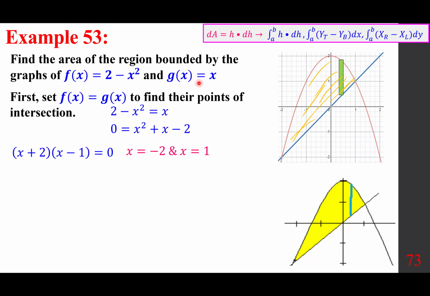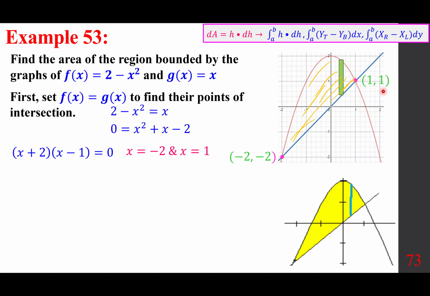It's easier to use this one. G of x is x. So negative 2, negative 2, and 1, 1. Those are the points. And by the way, you should really check it with this one also. So those are the points. So we know the x coordinates for those two points and the y coordinates.